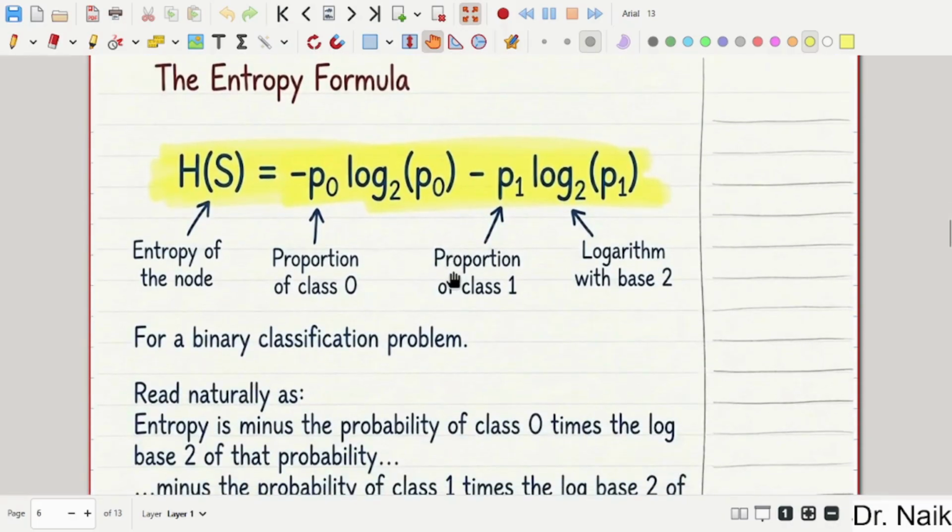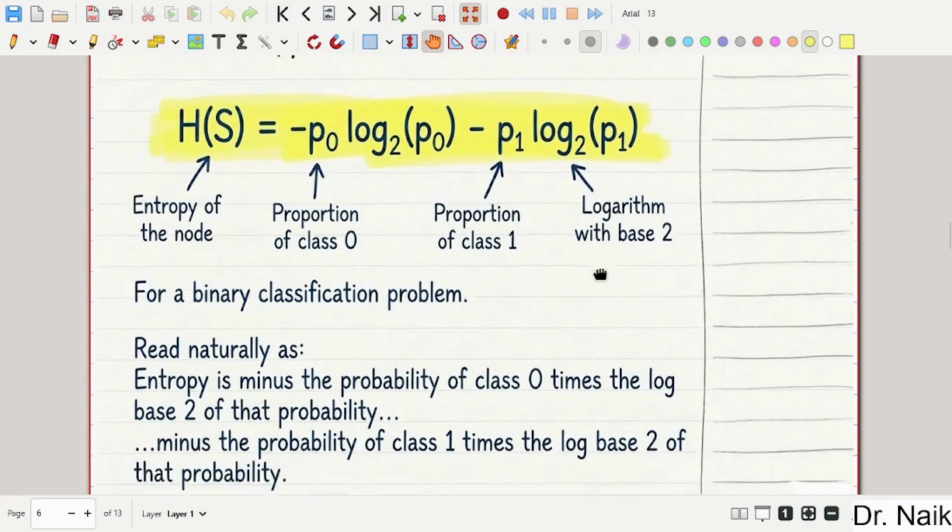The formula for entropy is H(S) = -P0 times log base 2 of P0 - P1 times log base 2 of P1. P0 means the probability of class 0, also called the proportion of class 0, and P1 means the probability of class 1, or the proportion of class 1. We are calculating with logarithm base 2 because the question has mentioned to calculate with logarithm base 2.